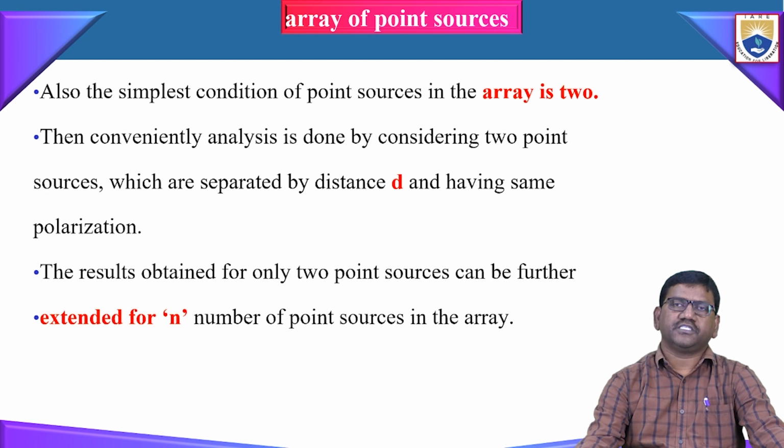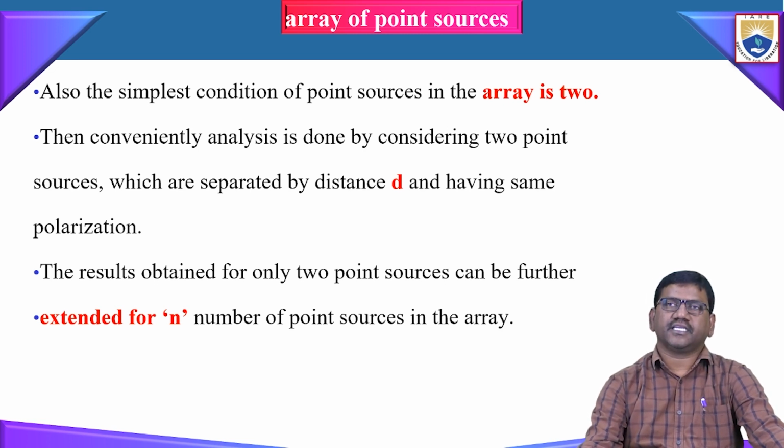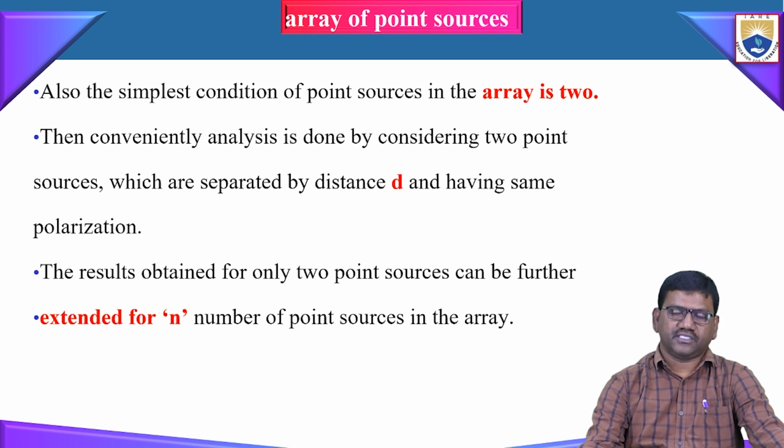We can derive the expressions of electric field strength for three different cases. One is an array of point sources with equal magnitude and same phase. The second case is with equal magnitude and opposite phase, and the third case is unequal magnitude and unequal phase. So these are the three different cases. Already we have seen the electric field strength derivation of an array of 2 point sources.